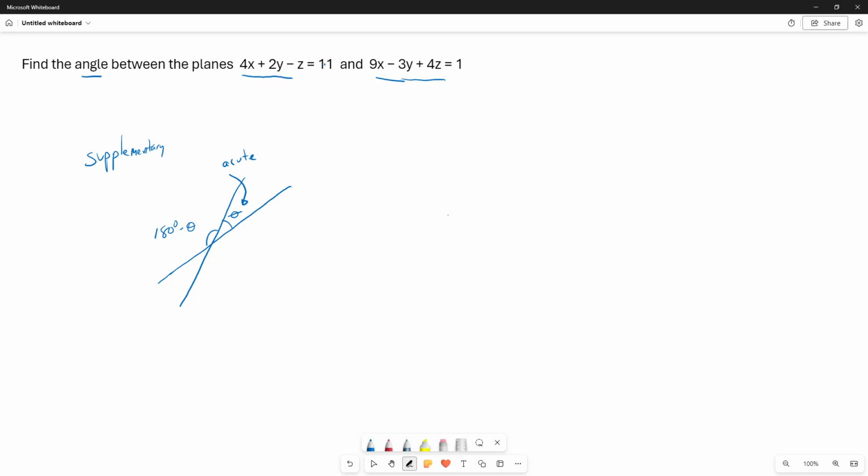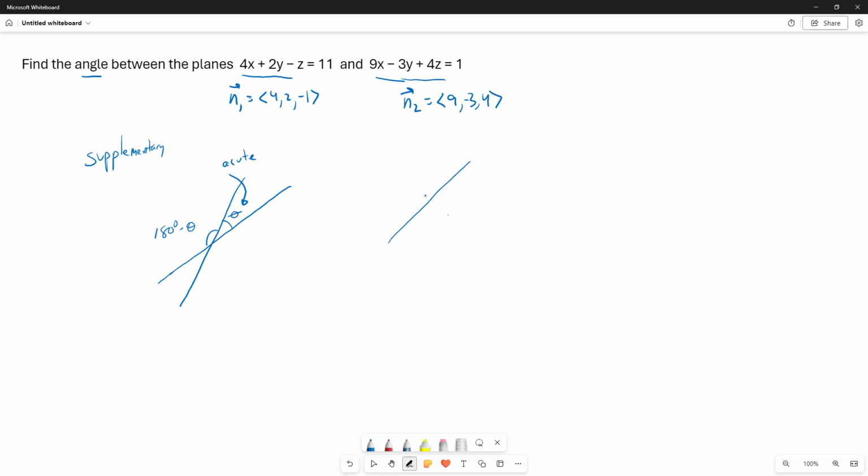So we have two planes here. The normal vectors are 4, 2, -1, and 9, -3, 4. Now the angle between the planes is going to be just the angle between the normal vectors, because the normal vectors are both just rotated 90 degrees from the planes.